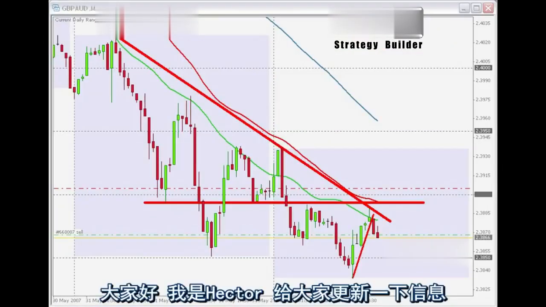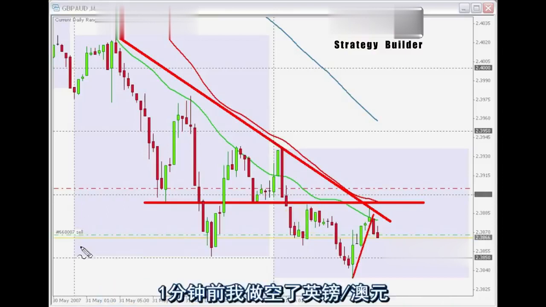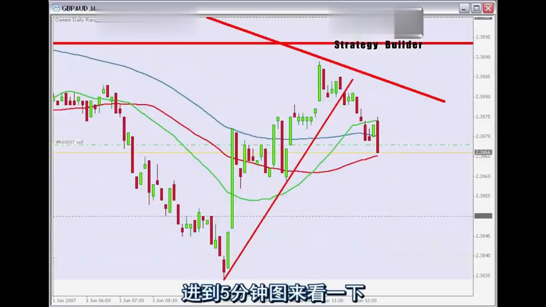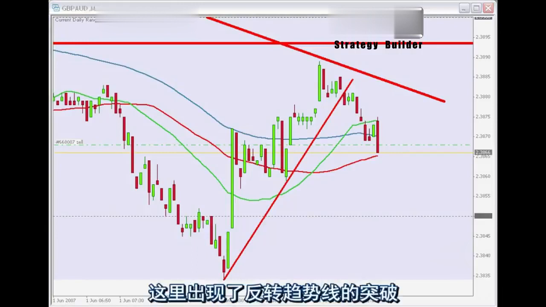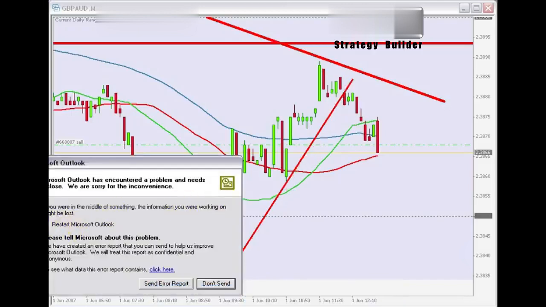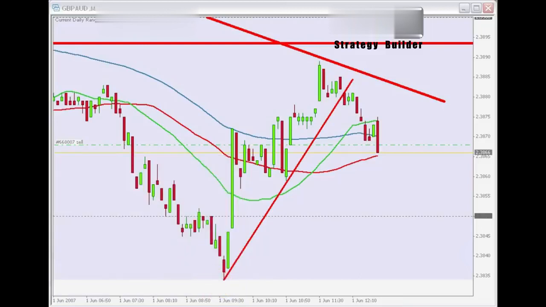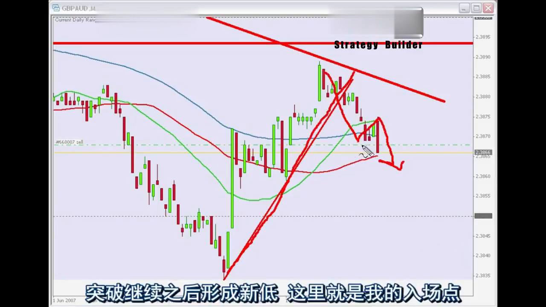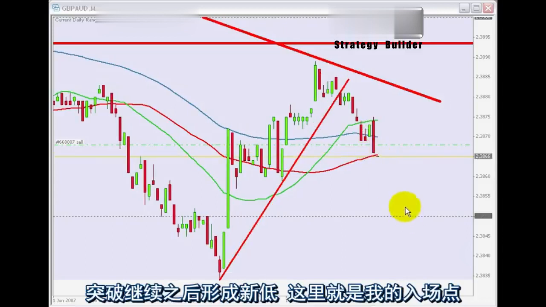Hi guys, this is Hector again. Just a quick update to let you know that I've triggered my sell order on the GBP Australian dollar 1 minute ago. You can see that's my entry level right there. Let me zoom into the 5-minute chart. I've seen a retracement trend line breakout, with a pullback and continuation making new lows. That's my entry.